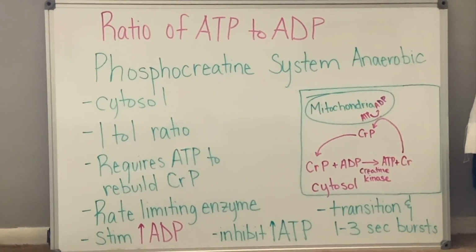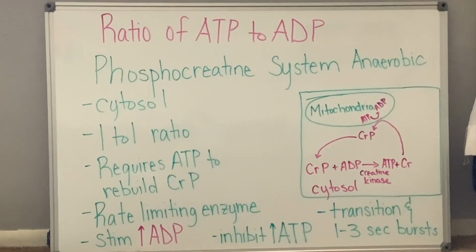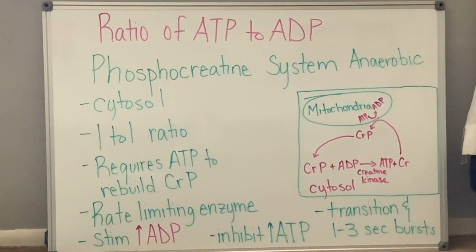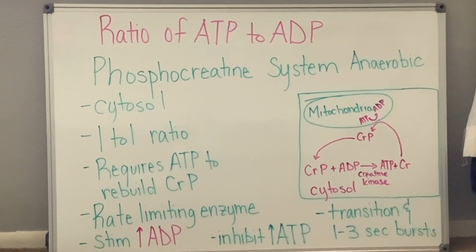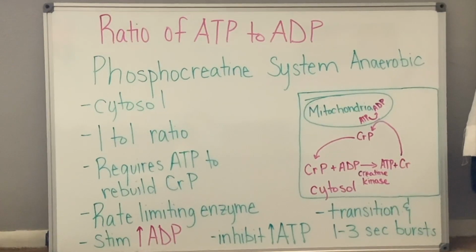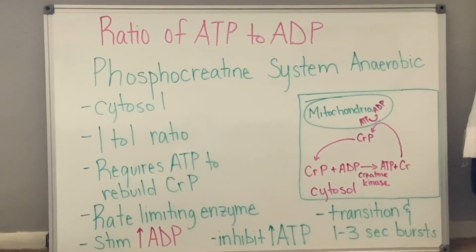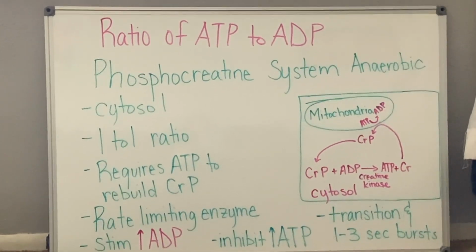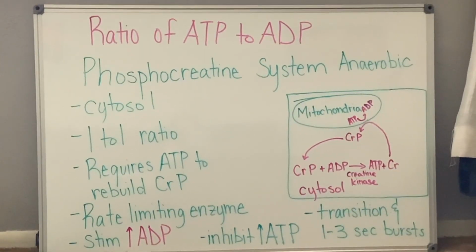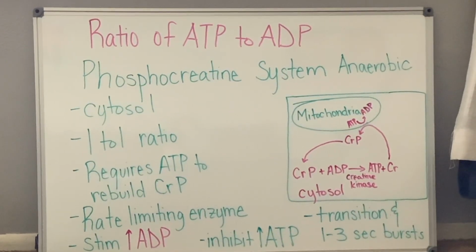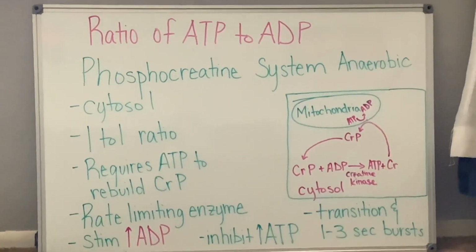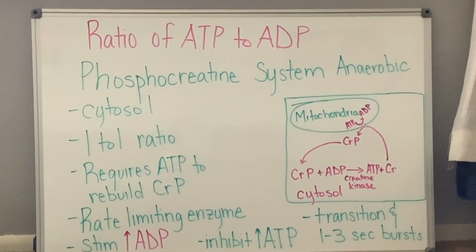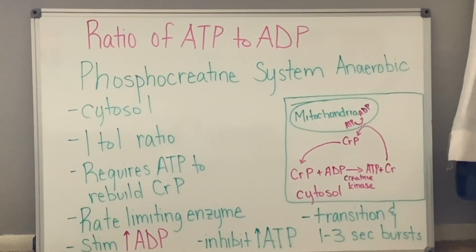If we are able to stimulate the rate-limiting enzyme, we are able to produce more ATP because the enzyme is more active and therefore more able to interact with more molecules of creatine phosphate and ADP. It shouldn't come as a surprise then that an increase in ADP in the cytosol stimulates creatine kinase to create ATP. Creatine kinase is inhibited by an increase in ATP in the cytosol.